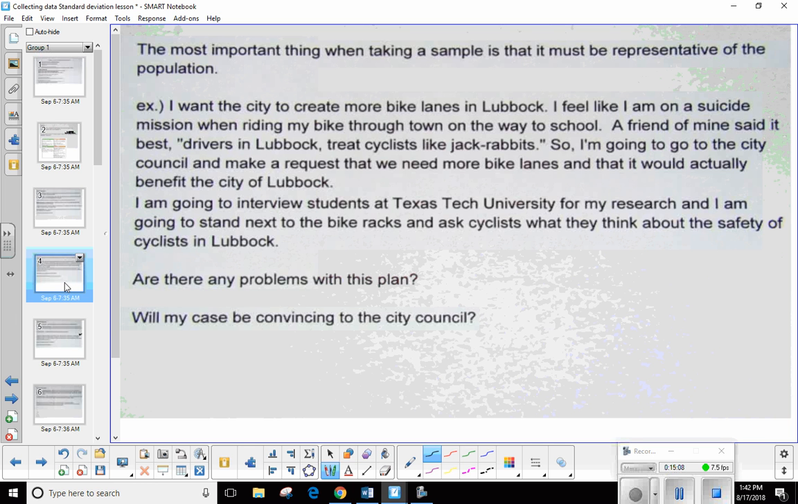Are there any problems with this? Eli? He's limiting it to only people that would see that there would be an issue with safety and cyclists. There you go. Because they're cyclists, they're going to feel that there's an issue. So which of the previously listed biases that we talked about would you say this is? Yeah, let me go back and I'll show those.